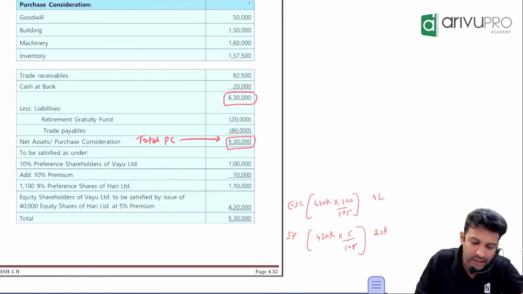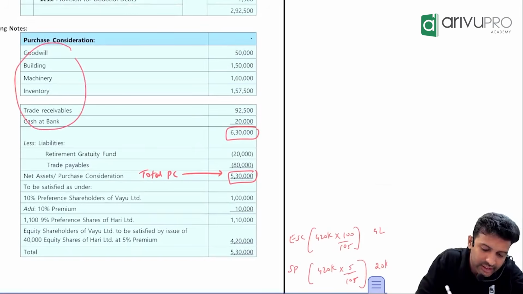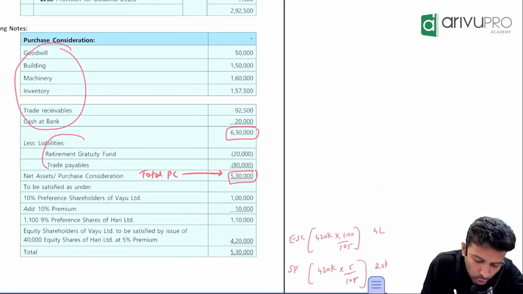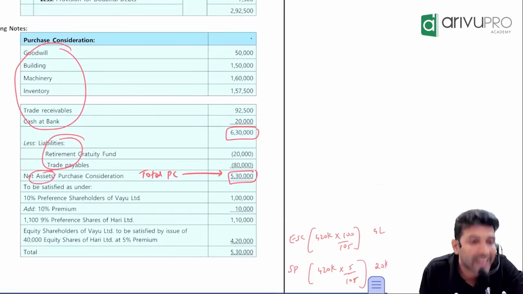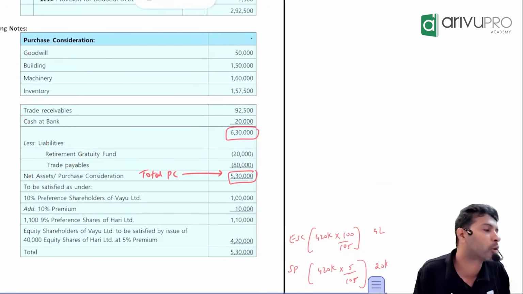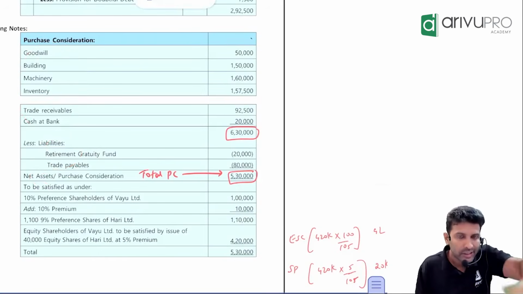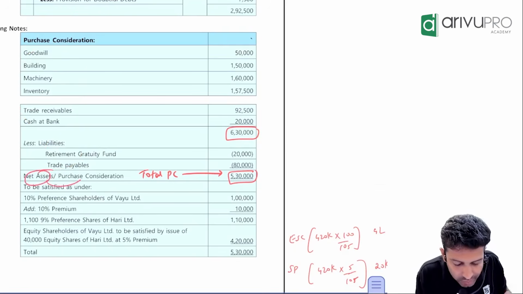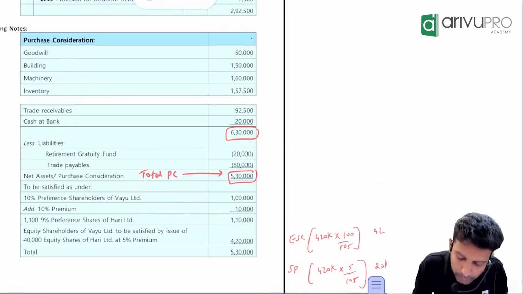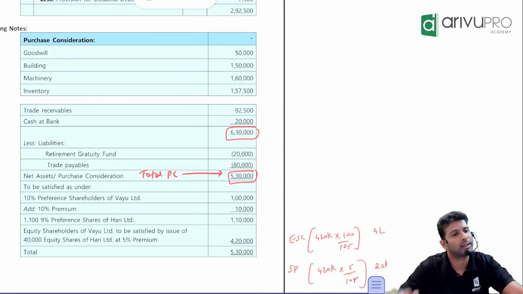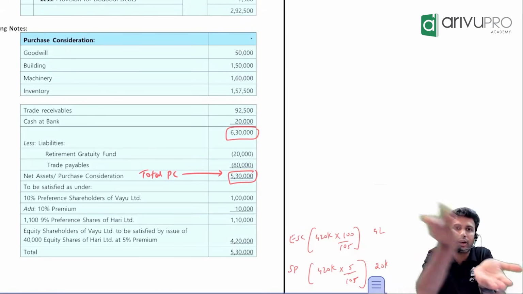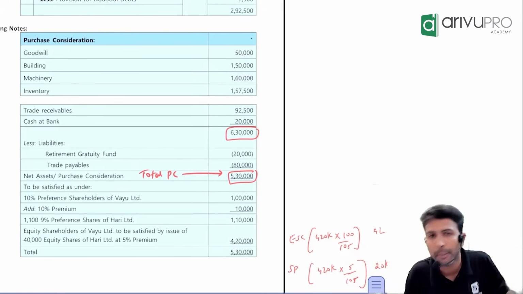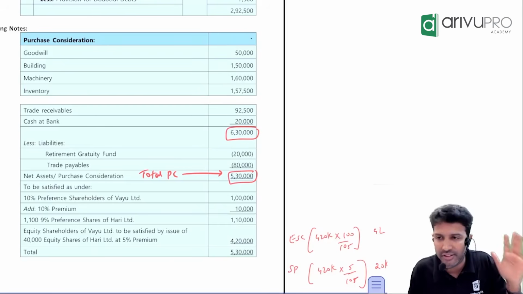Because what you essentially did is you took over all the assets at agreed value and reduced all the liabilities at agreed value. That way you will get net assets. But we have an approach. What is the approach we newly learned? If PC is missing, net assets only will become PC. So the total PC is also how much? Done now. This is the working note number one. Here, the net assets working note and the PC working note are the same, because net assets itself is PC.